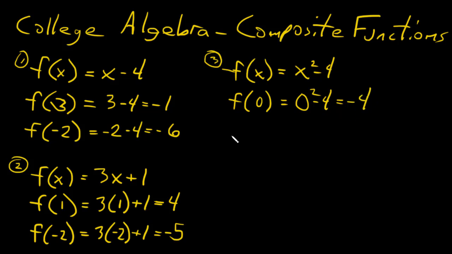And finally, f of 3 would be what? Well, it would be 3 squared minus 4. 3 squared is 9, minus 4 would give me 5. And there you go. That is all the little substitutions for the f notation. Now let's move to the fourth one.